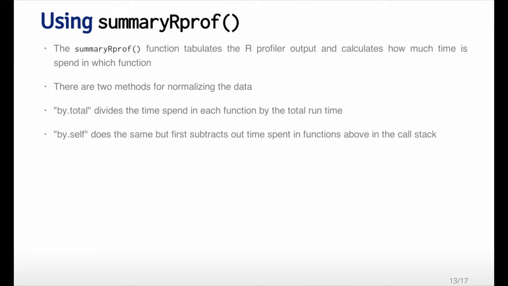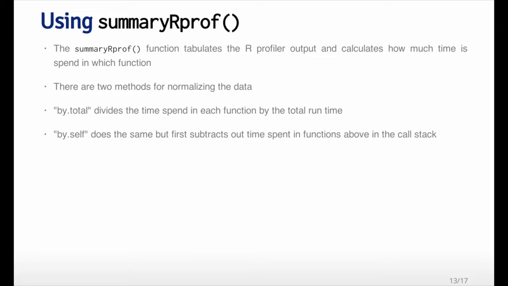That raw output is not particularly easy to read, so we use the summaryRprof function to tabulate the R profiler output and calculate how much time is spent in which function. Once you see the function call stack, you know that each line of the function call stack is separated by 0.02 seconds, because that's the frequency at which it's sampled. Given that, you can calculate how many seconds are spent in each of the functions, because if it appears in the function call stack, then you must be spending some time in it.